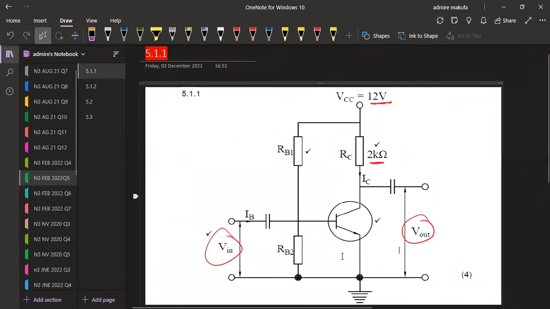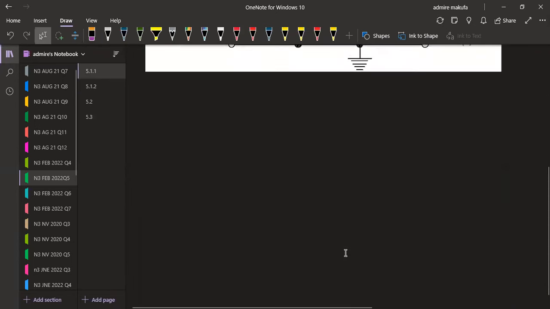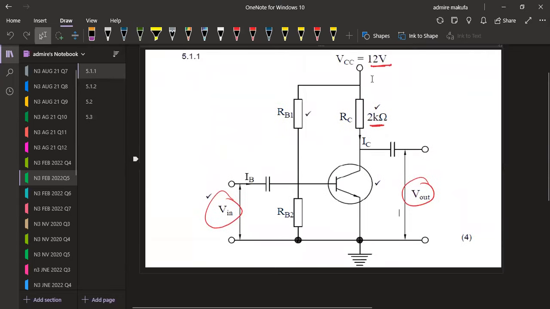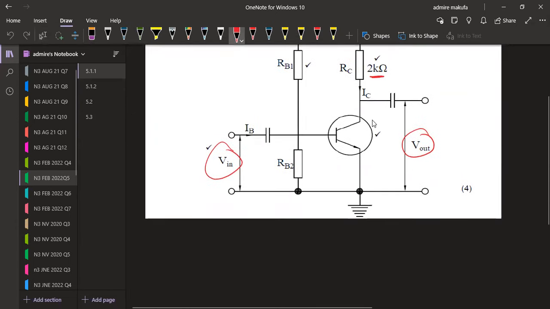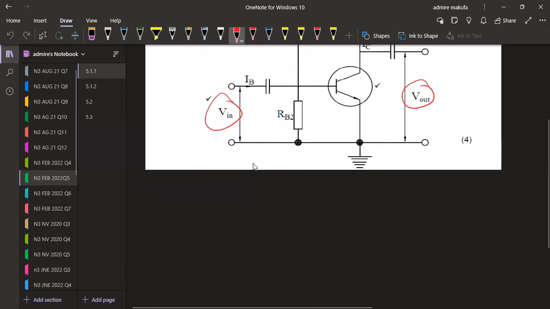All right, on this other part here, we can have our load line from VCC, which is 12, and R, which is 2 kilohms. So we can calculate the saturation current from there, which is the saturation current for IC. So it's going to be IC sat in this case, which is equal to VCC. So this is going to be VCC over RC.